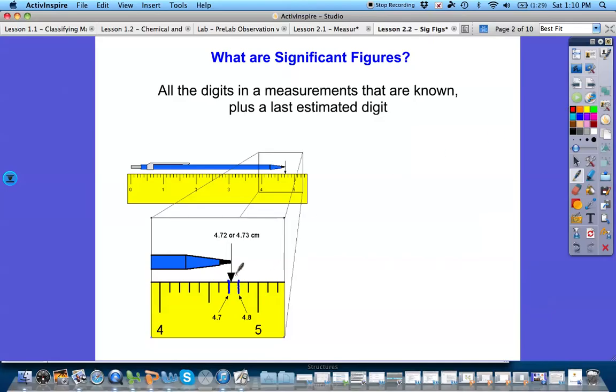And so if we were to look here, the tip is just past there. It looks like it is less than halfway between 4.7 and 4.8. So you could estimate it to be 4.72 or 4.73 centimeters. Either one of those would be perfectly acceptable. What one person estimates the length of it to be could be very different from what another person estimates the length of the pen to be.